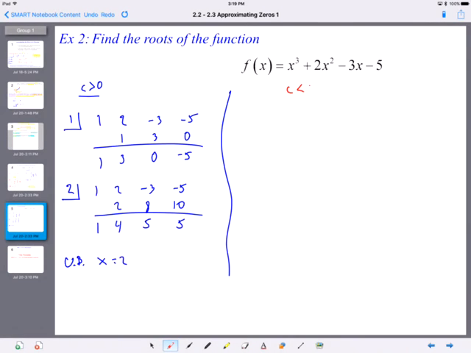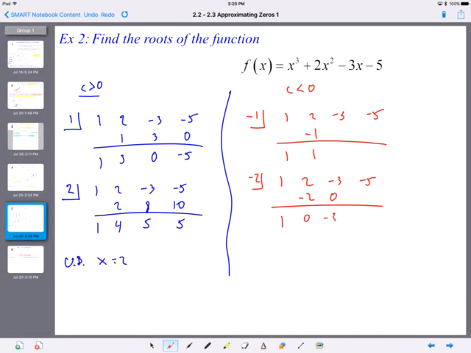So when c is less than 0, once again we'll start with negative 1 and just see where that gets us. Carry down the 1. And so right away that second one is a positive. We need it to be a negative. So let's go to negative 2. Carry down the 1. 0 is fine. Negative 2 times 0 is 0. And then we add negative 3. We're supposed to get positive, negative, positive. So we get a negative here, so that's not going to work. So we need to go to negative 3.